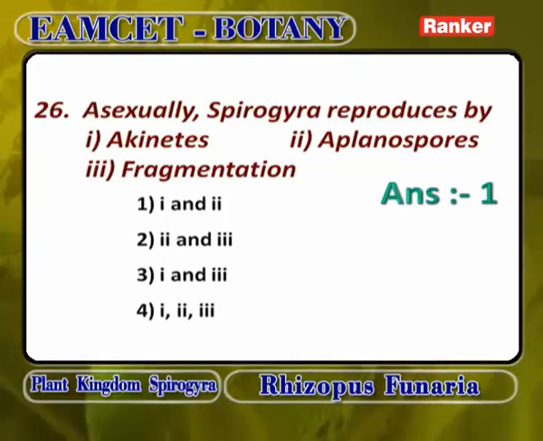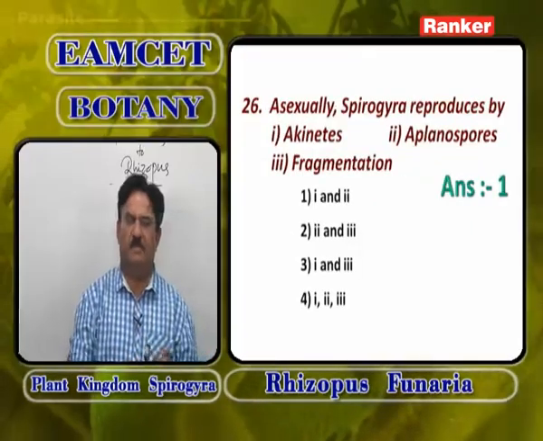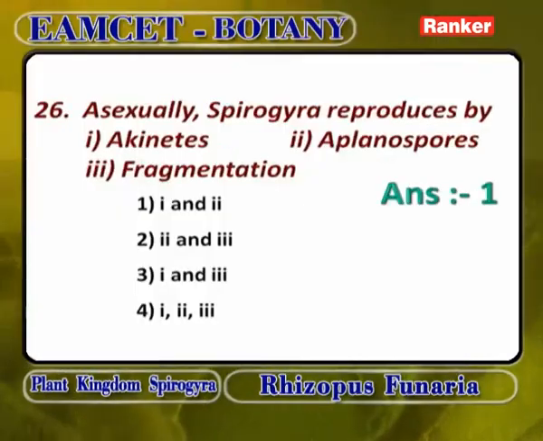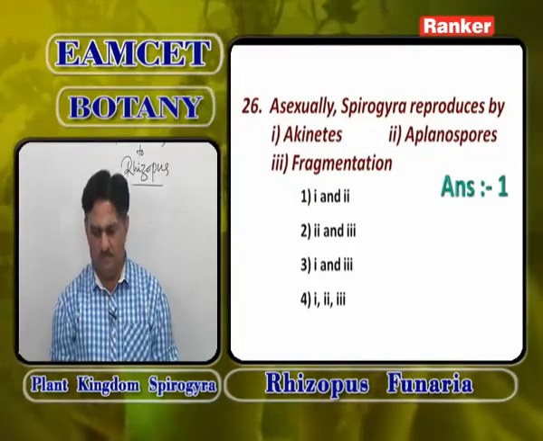Asexually, Spirogyra reproduces by... Not by fragmentation, because fragmentation is vegetative propagation, where by gelatinization of the middle lamella, by the continuous movements of small water animals, and by the effect of water currents, the filament in Spirogyra breaks up into bits. Each bit is called a fragment, and each fragment produces a complete filament. So it is vegetative propagation. Asexual reproduction is by akinetes and aplanospores. So the answer is 1 and 2.